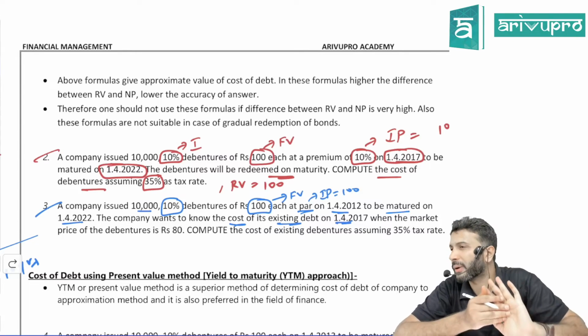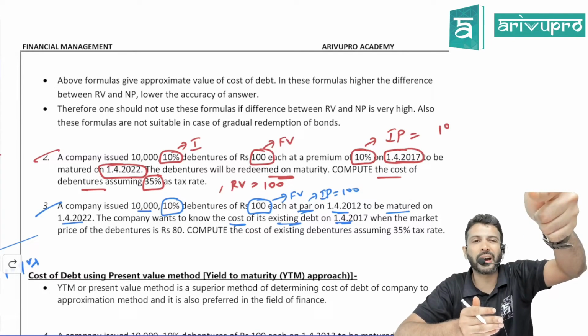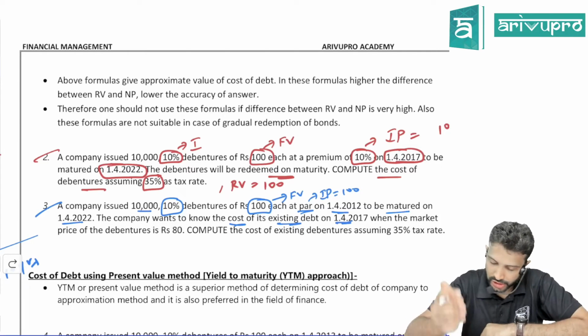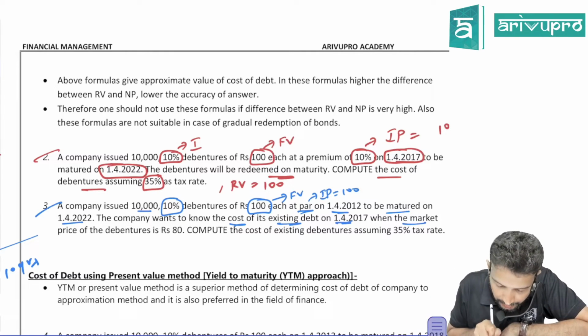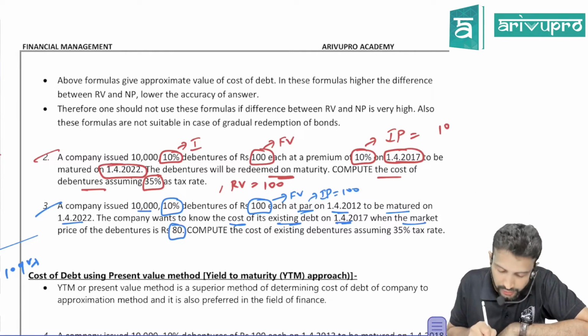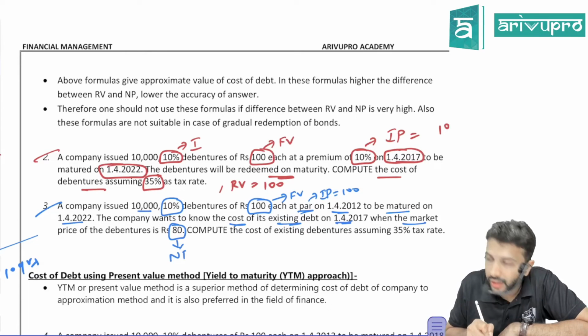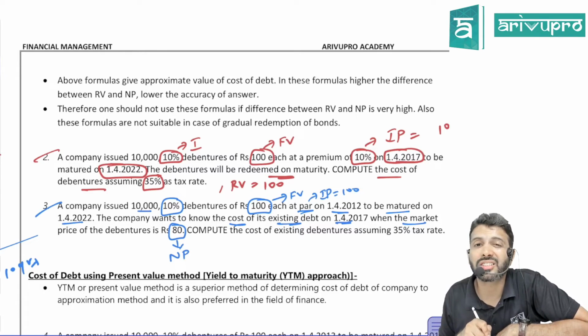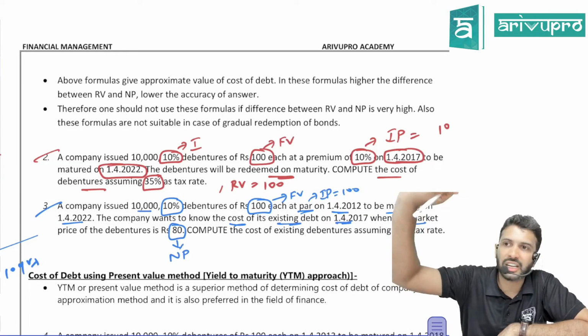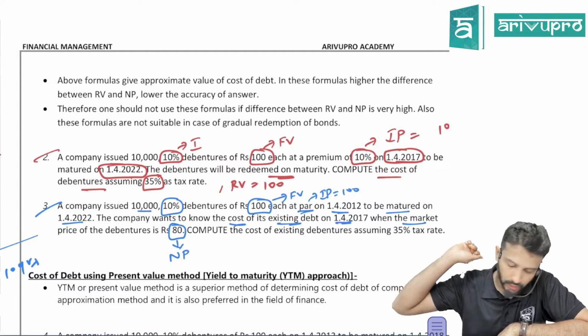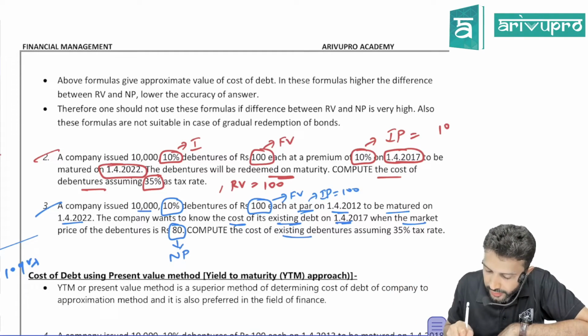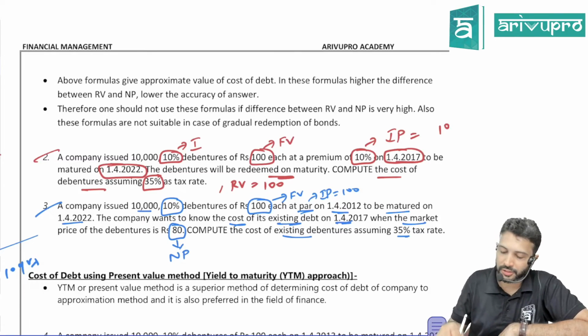IP or market price? The issue price or current market price? Current market. Check, have they given? The market price of the debenture is 80. So this 80 becomes your net proceeds because it is existing debt. Is that sorted for everyone? Okay. Compute the cost of existing debentures assuming 35% tax rate.